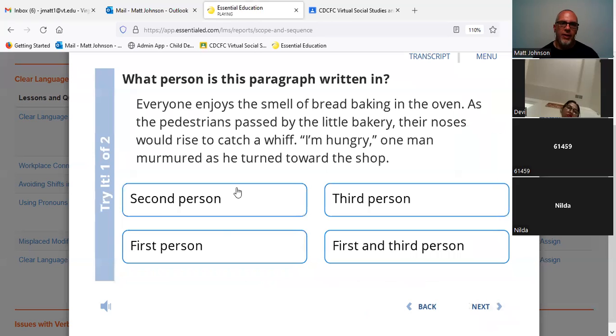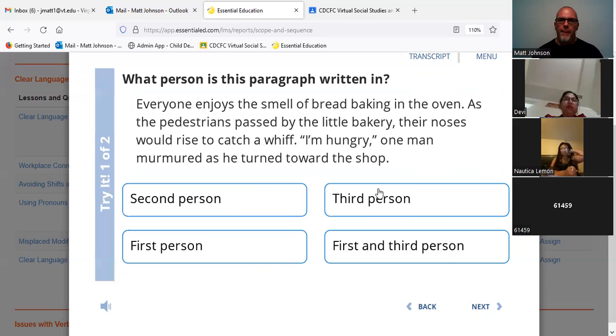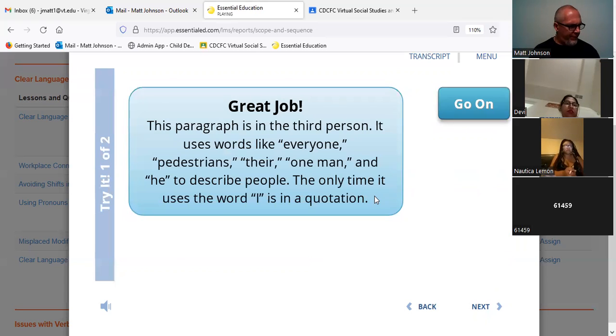What person is this paragraph written in? Right. So, short paragraph here, and thinking about what is the point of view? Everyone enjoys the smell of bread baking in the oven. As the pedestrians pass by the little bakery, their noses would rise to catch a whiff. I'm hungry, one man murmured as he turned toward the shop. So what are our signals here to look for? We look for those pronouns, right? What pronouns do we see? Everyone, right? That's another one. So everyone, he, they. So third person. Yeah, good. Great job.